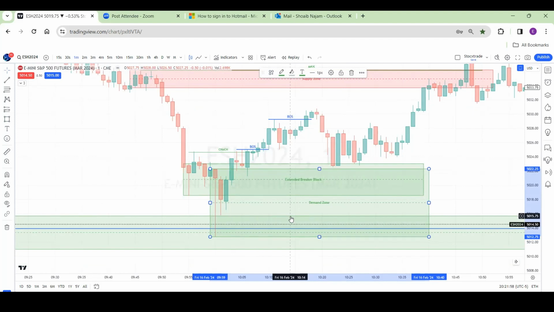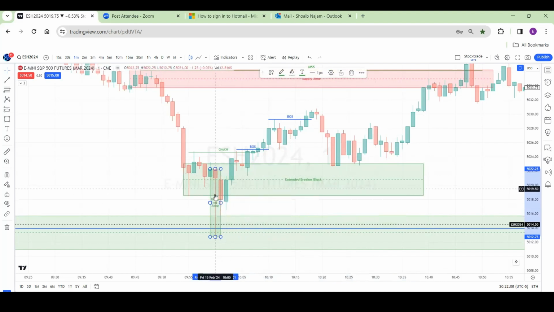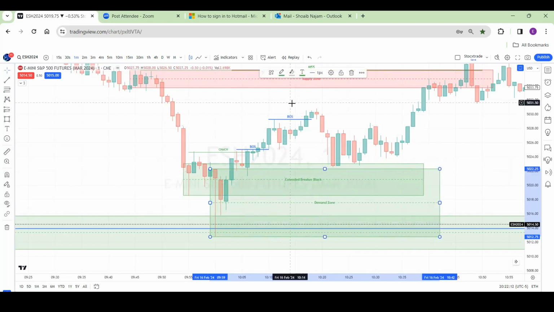Why do you always mark the entry with three or two candles? Why are you marking three candles? I marked only one candle, sir. I just extended the block. I marked only one candle, this one. Yeah, but I need to extend because the market is coming down. Where I need to find the entry.